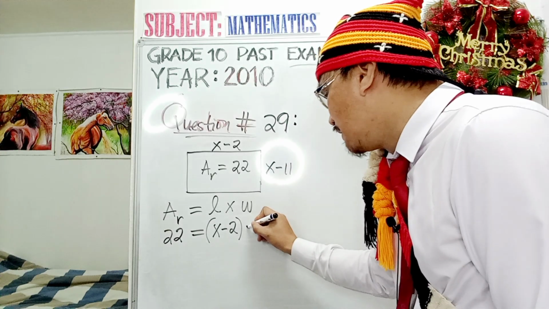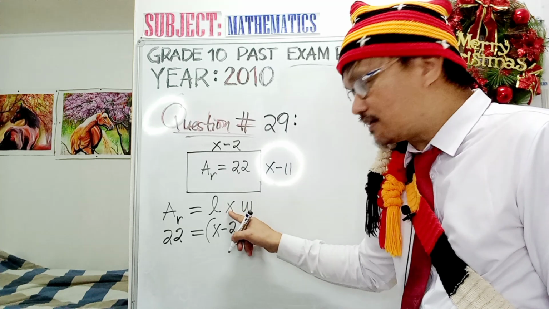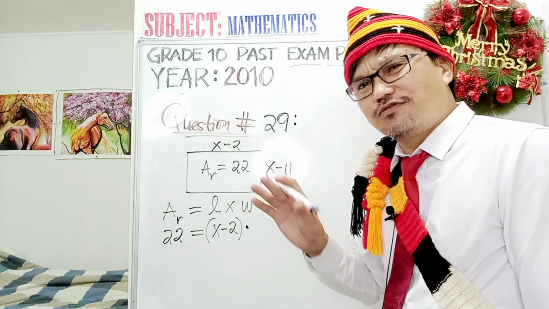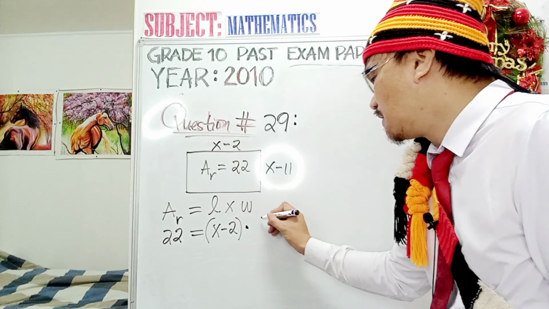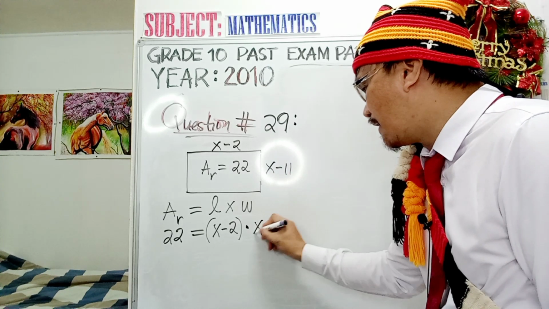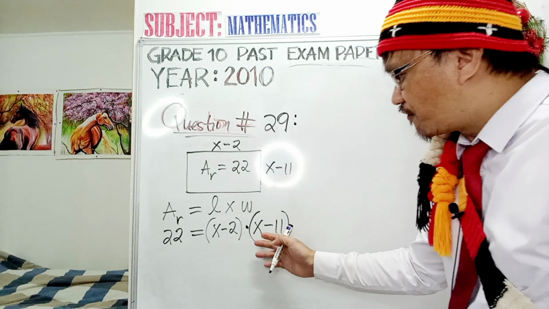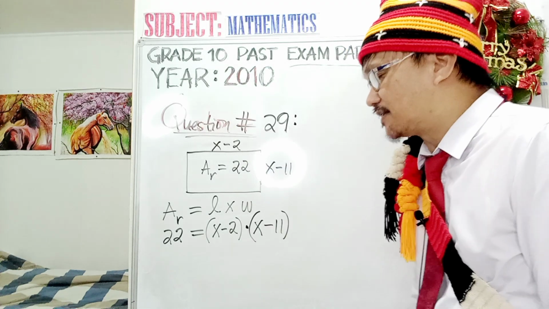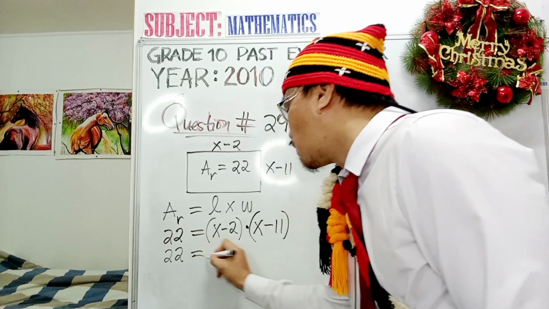Multiply that one. Now, take note, I am using a dot here because the multiplication symbol x looks like it's also an x. So, to avoid the confusion, you can put a dot here in the middle. So, dot, and then the expression for the width is x minus 11. Again, I am using these brackets to signify that this expression x minus 11 is for the width of this rectangle. Okay, let's now start. Rewrite 22 equals.